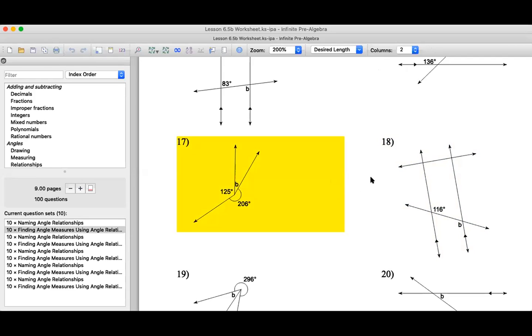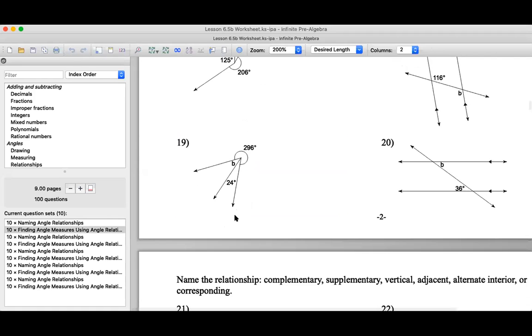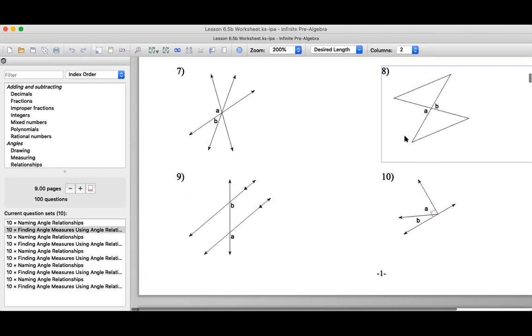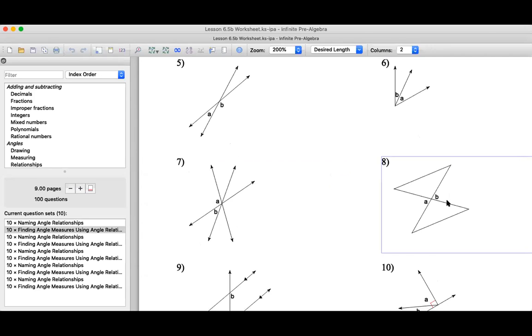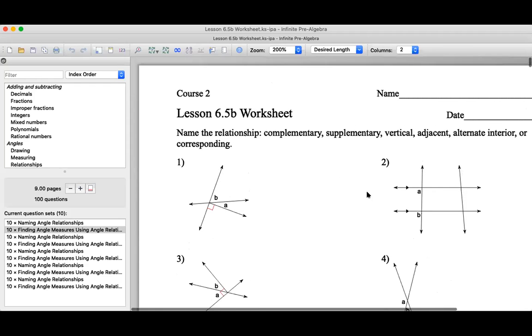Okay, so 100 questions, right? How many of them do you need to do? As many as necessary for you to be comfortable with this. Notice the first 10 are just name the relationship. Number 8, A and B are what? Anybody? Vertical. They are vertical. It's not asking are they congruent or anything like that. It's just asking you to write its name.